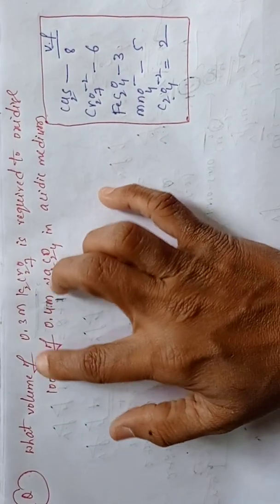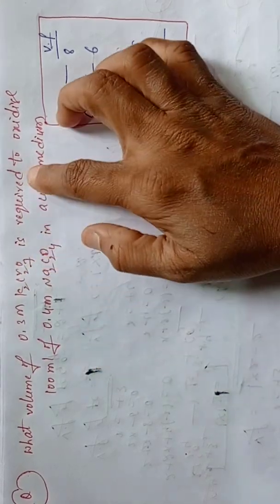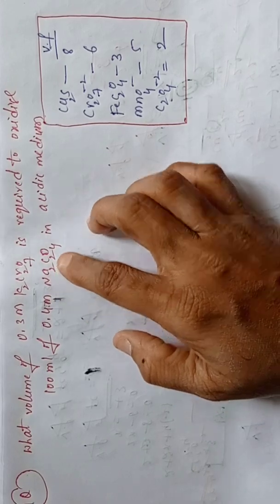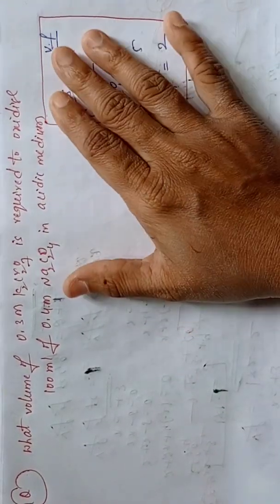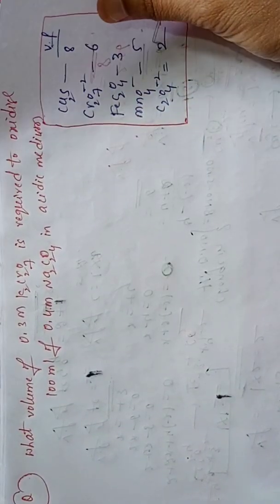Students, what is given? What volume of 0.3 molar potassium dichromate is required to oxidize 100 ml of 0.4 molar sodium oxalate in acidic medium? That is the question, students. Are you clear on this one? So these are the valency factors, which we already calculated before, so that is all I wrote here.